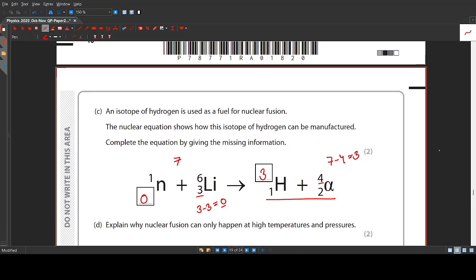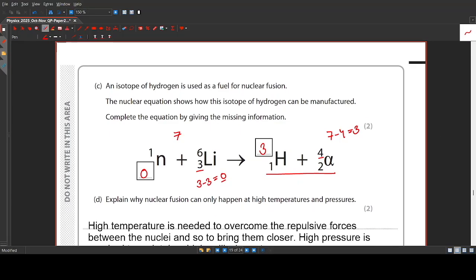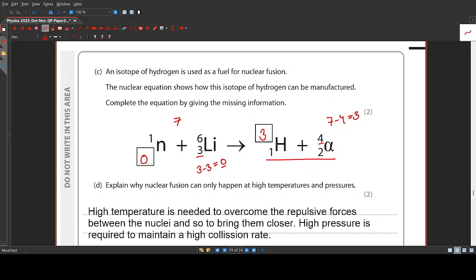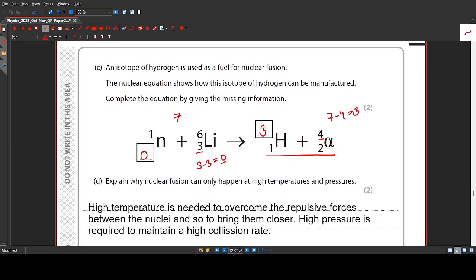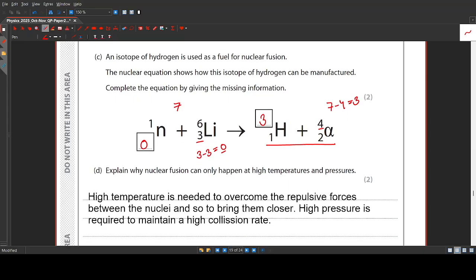So, if we maintain a high fusion rate, an immense amount of heat energy would be released, and as a result, high temperature would be maintained and fusion would be maintained all the time. High temperature is needed to overcome the repulsive forces between the nuclei and so to bring them closer. High pressure is required to maintain a high collision rate.